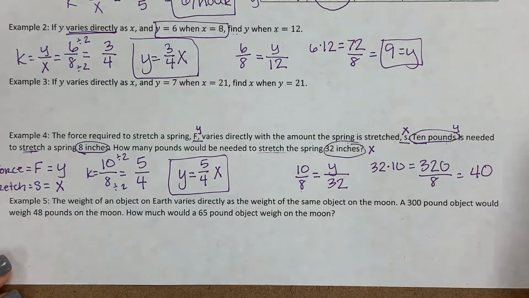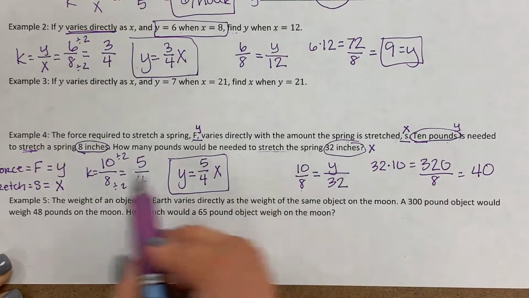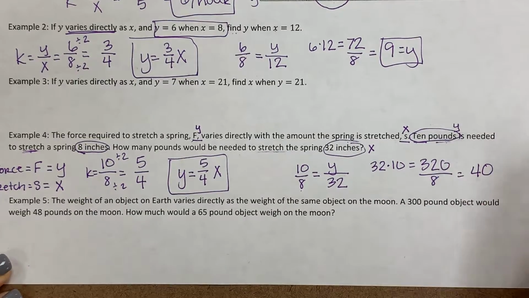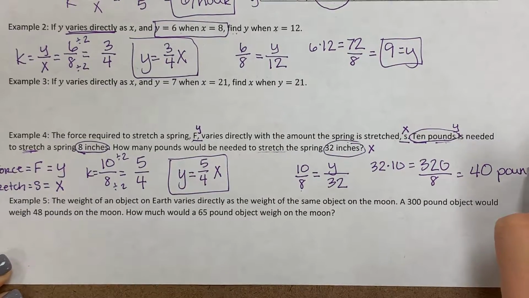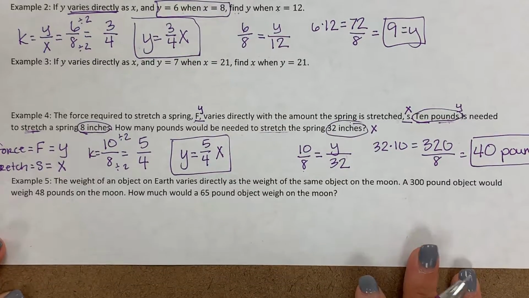But remember, it's a word problem, so we have to use units. So think about it: our original y was force. Force is measured in pounds here, so this is 40 pounds. All right, and we'll finish example 5 tomorrow in class.